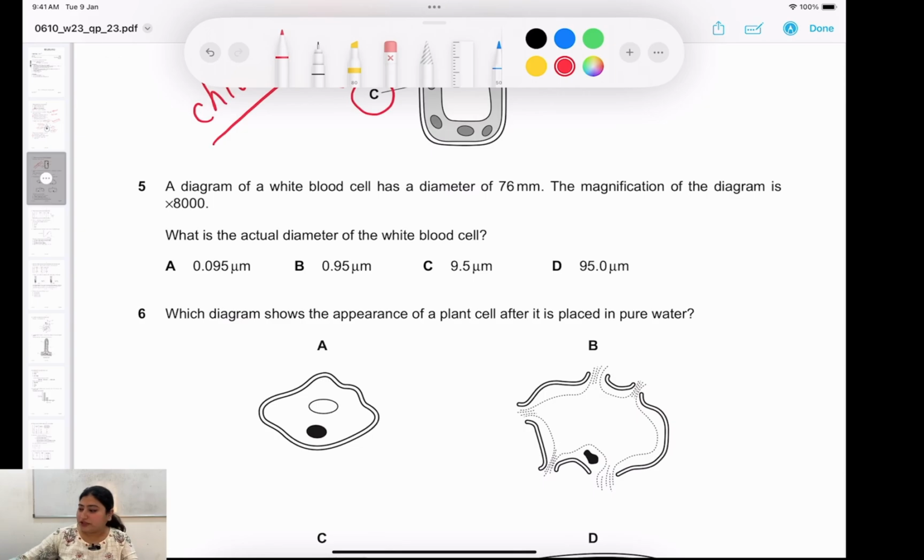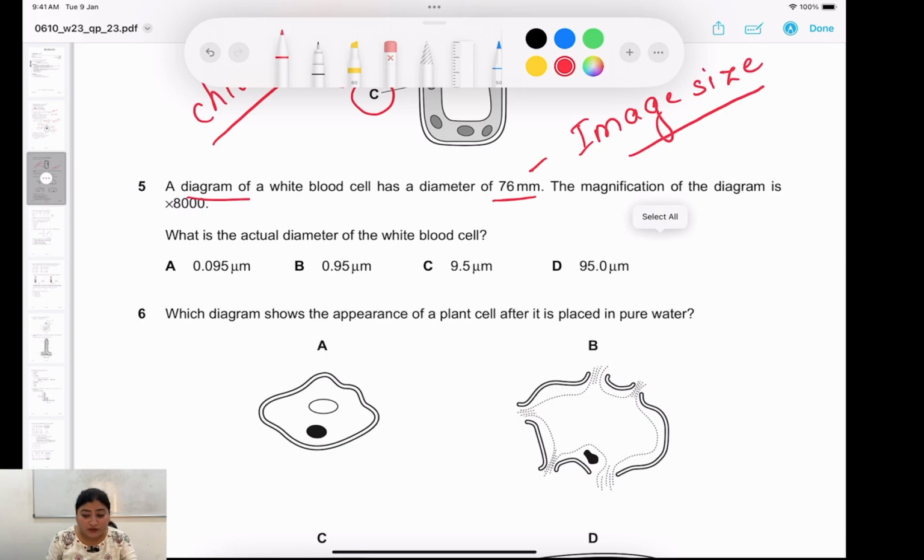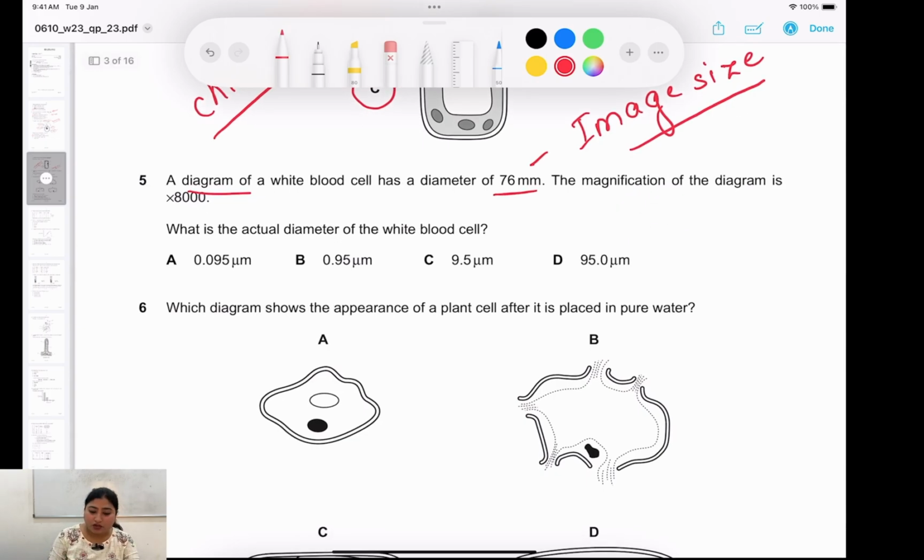So here you need to have a calculator also with you and here it says that the white blood cell is 76 mm, okay, in the diagram. That means it is giving you what? It is giving you the image size. This is the image size. Okay. The magnification of the diagram is 8000. Here the magnification of the diagram is what? 8000. So you have to find what is the actual diameter?